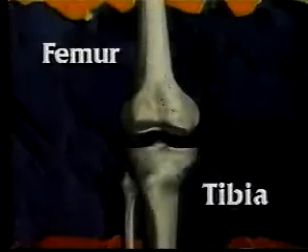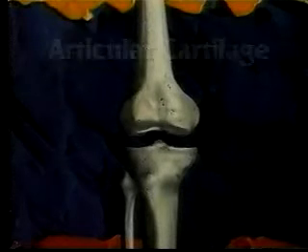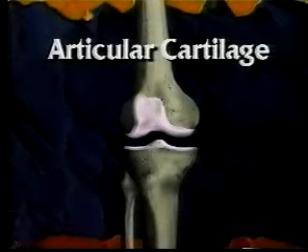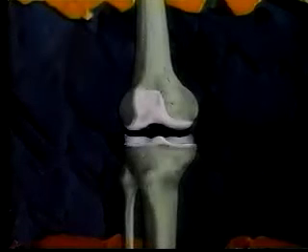The knee is a complex mechanism. The bones that make up the knee, the femur and the tibia, meet to form a hinge joint. The joint is cushioned by articular cartilage that covers the ends of the tibia and femur. The lateral meniscus and medial meniscus are pads of cartilage that further cushion the joint, acting as shock absorbers between the bones.